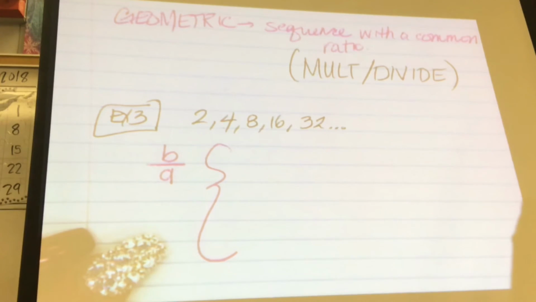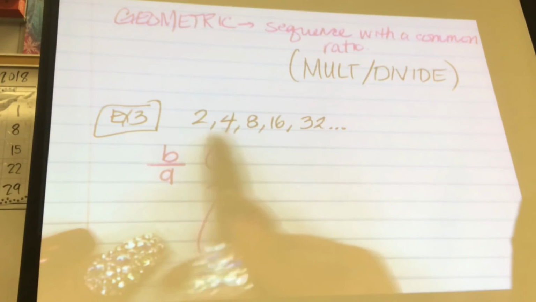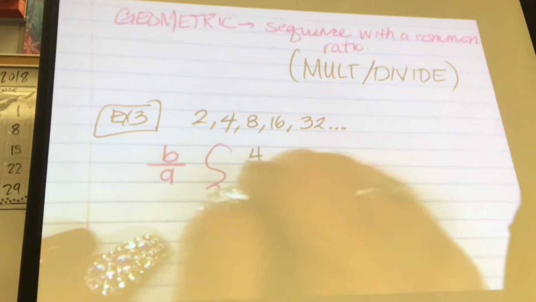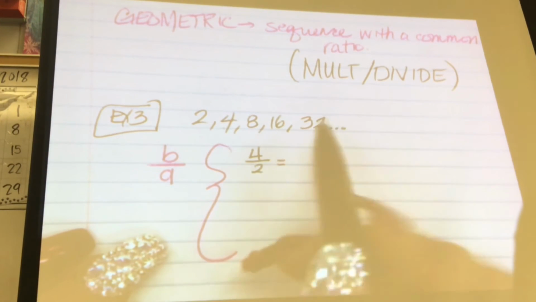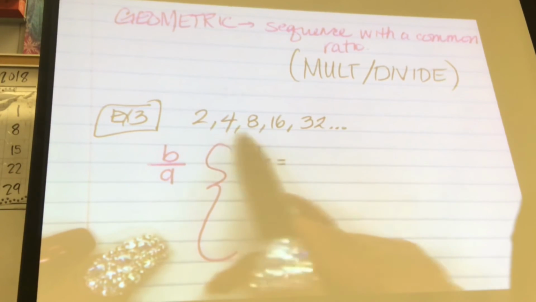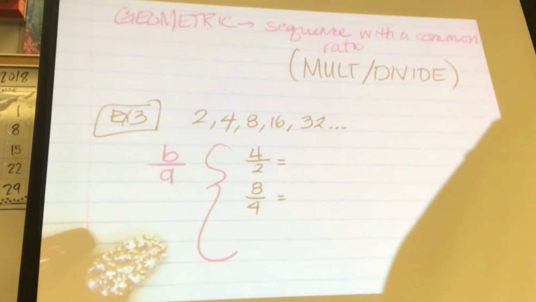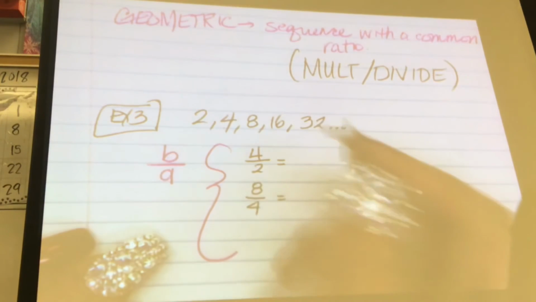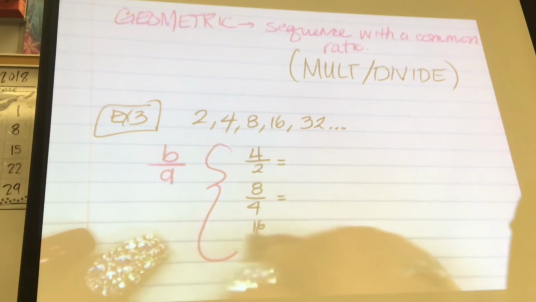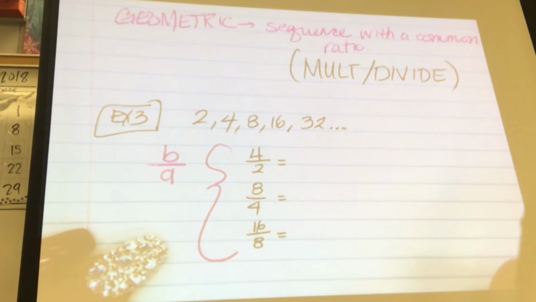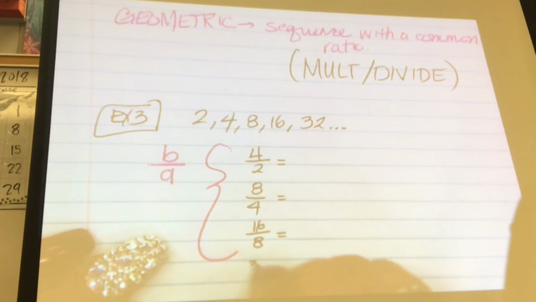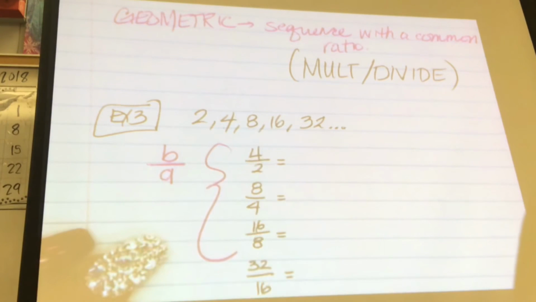Jameson, can you tell me what the first set's going to be? 4 divided by 2. Beautiful. What's the next one going to be, Stephen? 8 divided by 4. What's the next one going to be, Moses? 16 divided by 8. You're getting it now. Jeremiah, what's the next one? 32 divided by 16. So you always go to the one before it.